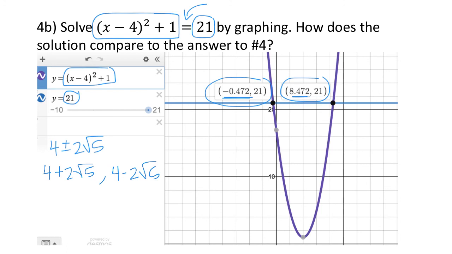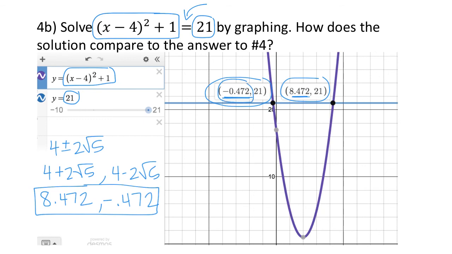Okay, so when I put 4 plus 2 root 5 in the calculator, I get 8.472, and it keeps going, but I'm going to round it to that decimal place too. And then 4 minus 2 root 5, I put that in the calculator, and I get negative 0.472, and again, that keeps going, but I'm going to round it to there. And if I look at the x values here and here, those are my solutions.